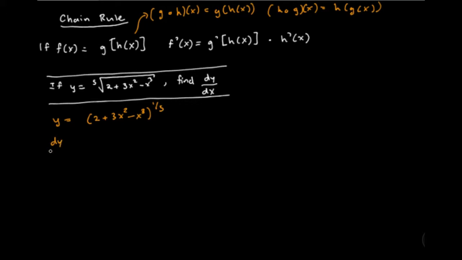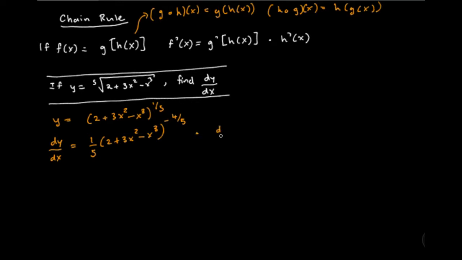And in this case, we want to find dy/dx. The first thing you want to do is employ the power rule to the outside of the function. So you're going to have 1/5 times (2 + 3x^2 - x^3), and then you're going to subtract 1 from the power, so you get -4/5, because 1 is basically 5/5. Then, once you've applied the power rule, pretend that this guy here is like a variable, right?